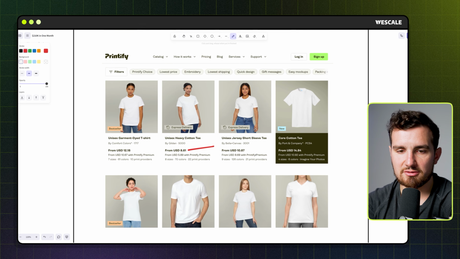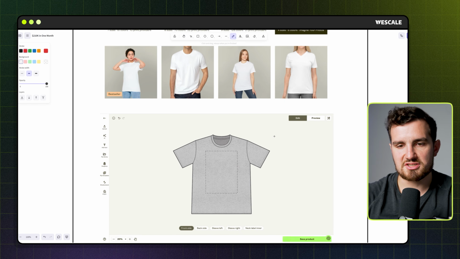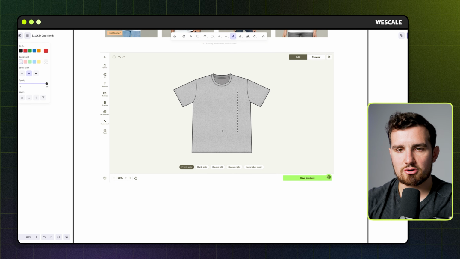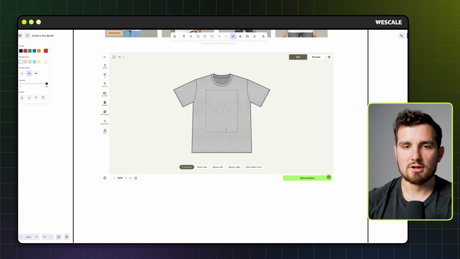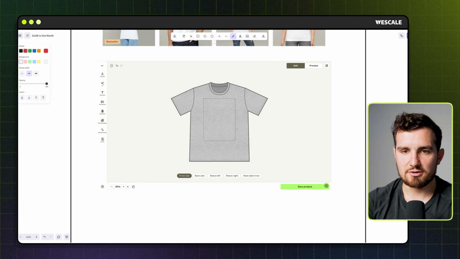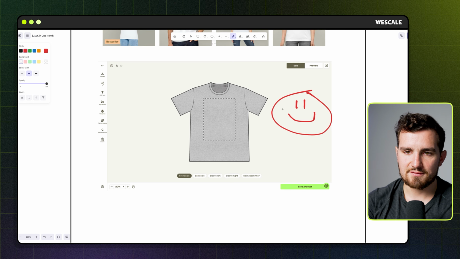So that's what I personally really like about them. In addition to that, they've just simplified the whole process. When you're creating new designs, you don't need to be technical or anything like that in order to get them fulfilled. You basically just take whatever your design is. If you have a beautiful smiley face like this, this could sell. I think this is a great design. You just take it, drop it on there.